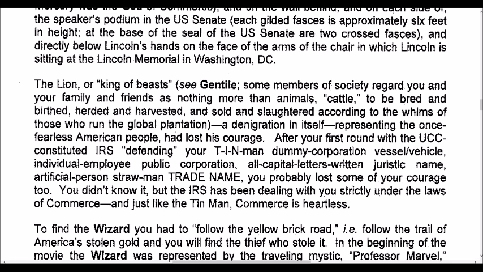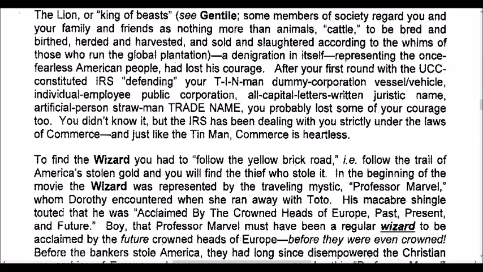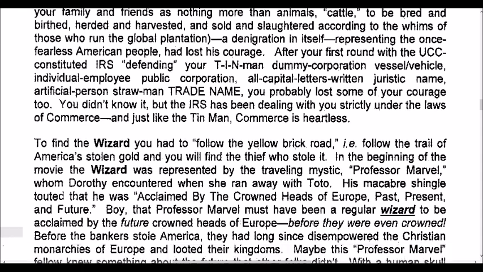After your first round with the UCC constituted IRS defending your Tin Man or dummy corporation, vessel, vehicle, individual employee, public corporation, all capital letters written, juristic name, artificial person, straw man, trade name, you probably lost some of your courage too. You didn't know it, but the IRS has been dealing with you strictly under the laws of commerce, and just like the Tin Man, commerce is heartless.